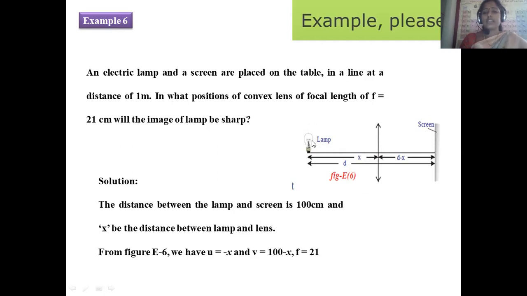Let us assume x is the lamp to lens distance, and the distance between the lens and the screen is the entire distance minus x. The entire distance is 100 centimeters, so 100 minus x can be taken as the image distance. Object distance is x. Image distance is d minus x, where d is given as 100 centimeters, so 100 minus x. And the focal length given within the problem is f equal to 21. From this, we are going to solve the problem.